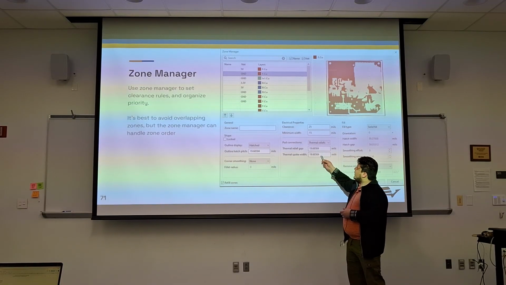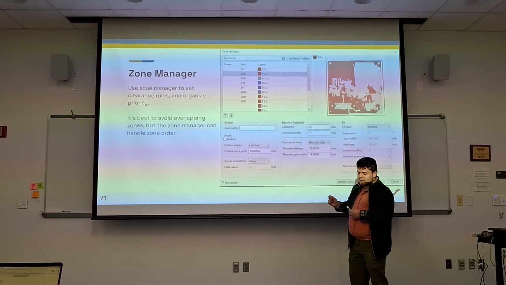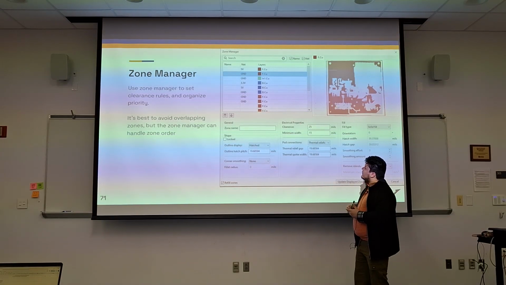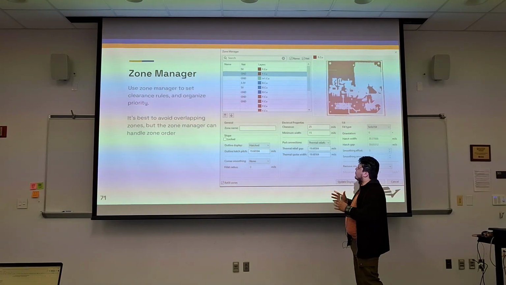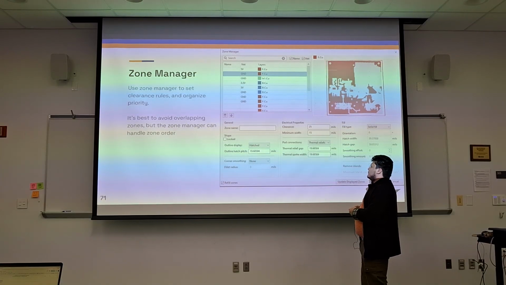This is also where you set your thermal reliefs. 20 mils is too big. That means you have a 20 mil trace and a 20 mil gap. I recommend 10 and 10. That's a pretty good thermal relief, especially since we're using small traces, or ideally are using small traces.